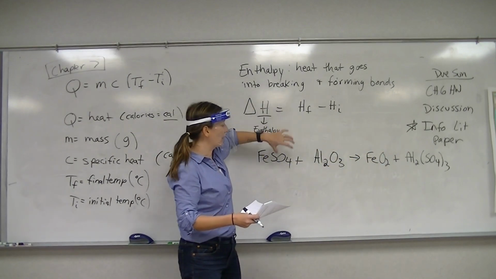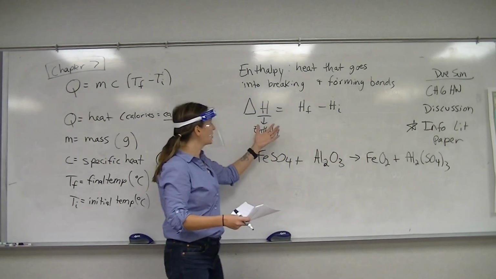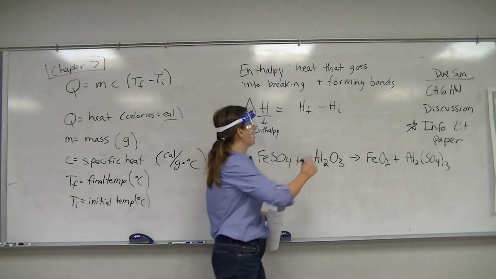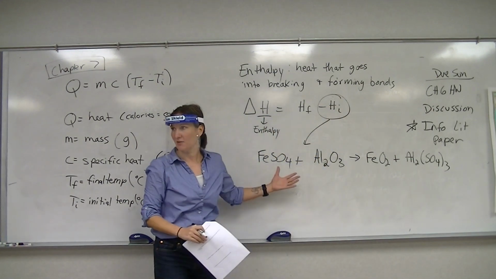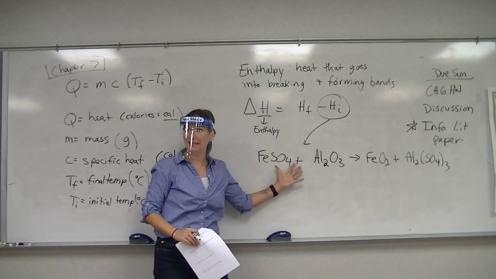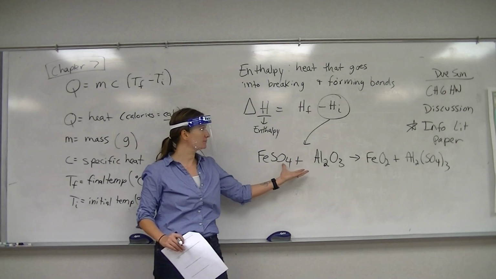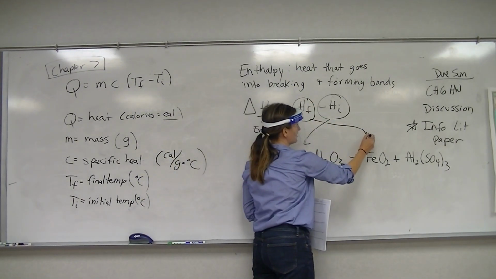So it's the heat going into breaking the bonds, and it's the heat that's released. So what we look at when we're calculating this change in enthalpy is, what's my initial enthalpy? So that's the reaction side of the equation. What do I initially need to break these bonds? How much heat do I need to break these bonds? And then your final is going to be your products.